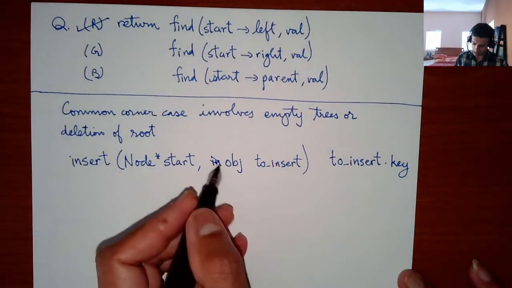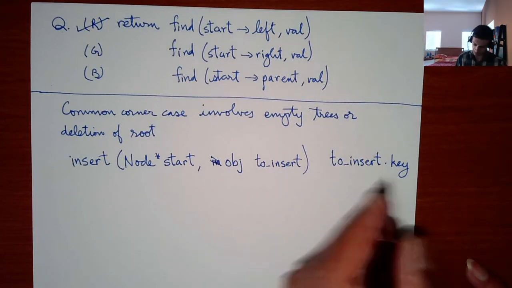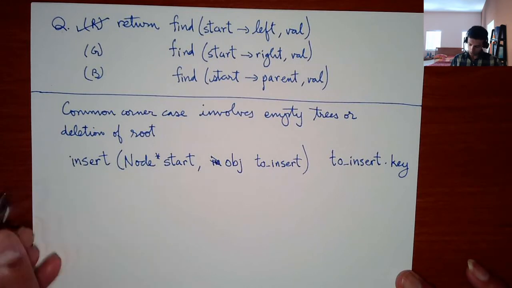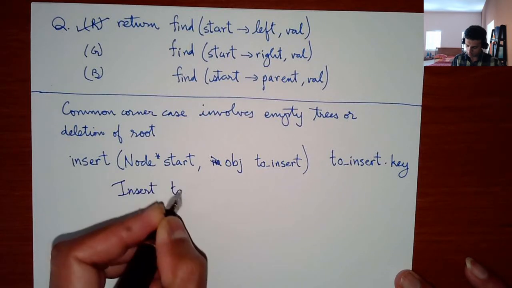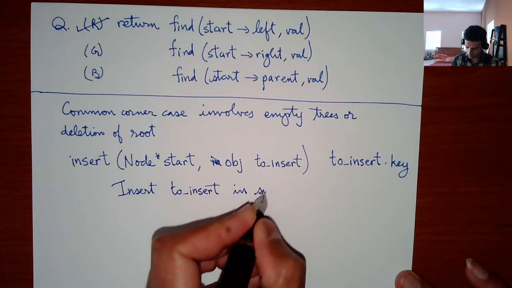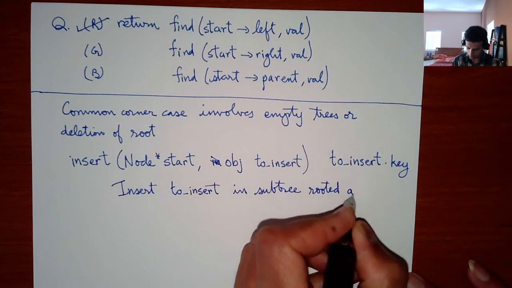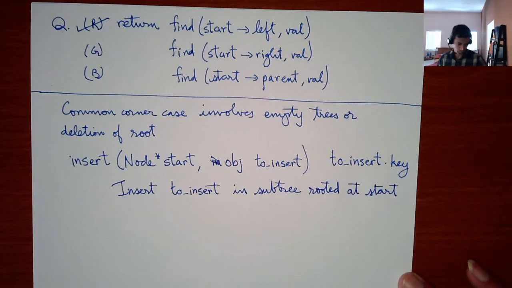So you want to insert some object that is the key, and this is the key. So what this is going to do is insert the object to be inserted in the subtree rooted at start. Okay.